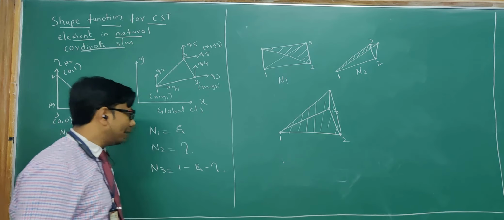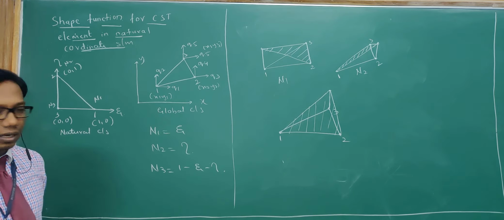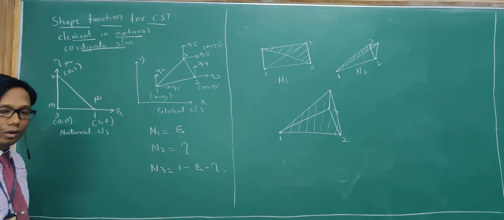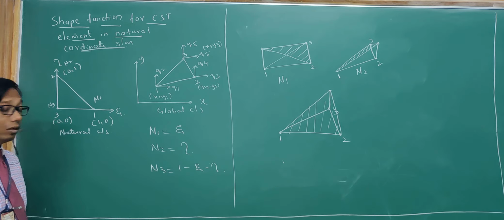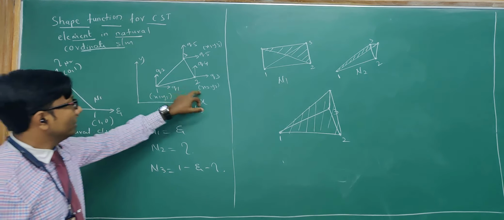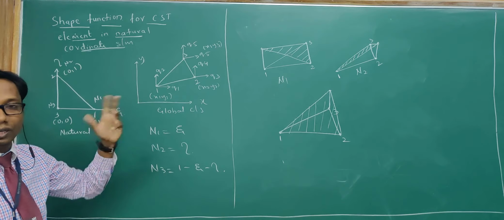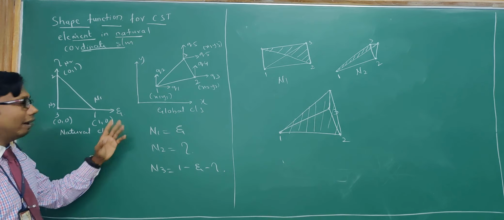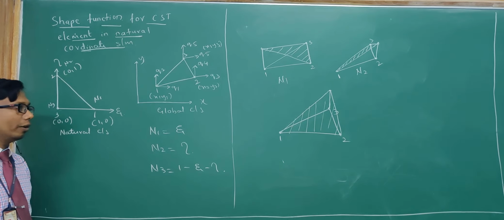This is how we will be deriving the shape function for a CST element. It is a simple derivation. In case of a natural coordinate system, when you go for the global coordinate system, we will be taking these coordinates x1, y1, x2, y2 and x3, y3 as a base to find out the values of the shape function in a global coordinate system.